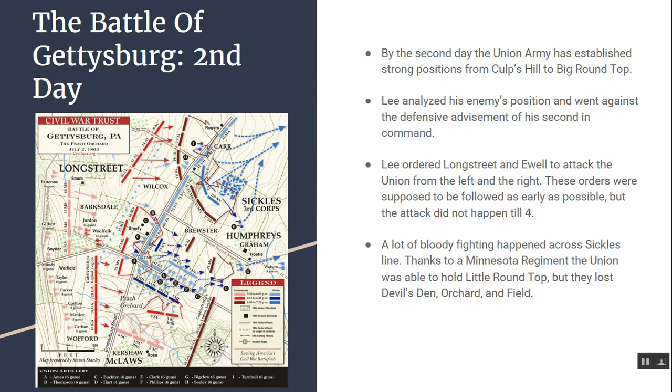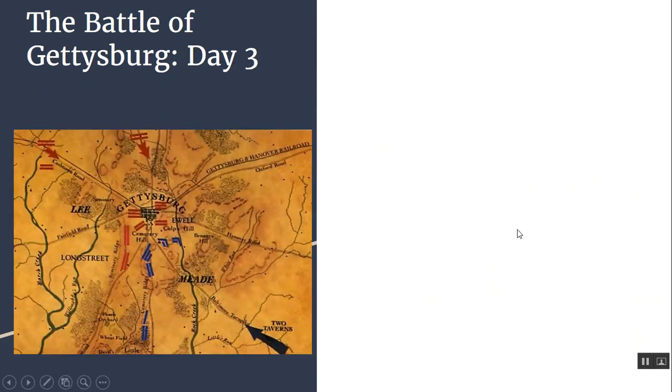The saving grace of the day was a Minnesota regiment that was able to hold Little Round Top in the name of the Union, but they did have heavy losses because they lost the territory of Devil's Den, the Orchard, and the Field. At the end of the day, there were 9,000 or more casualties from both sides.